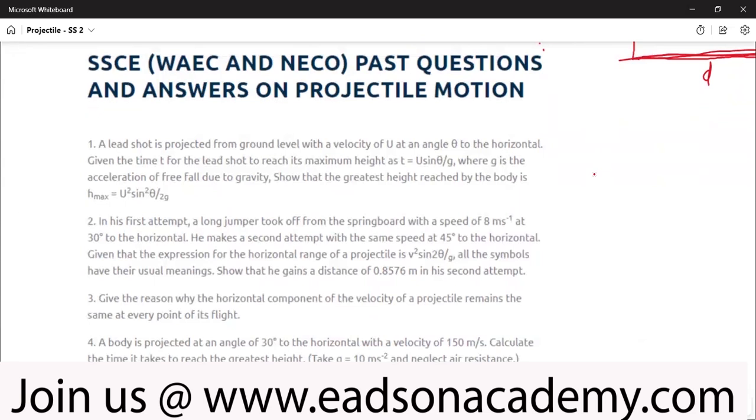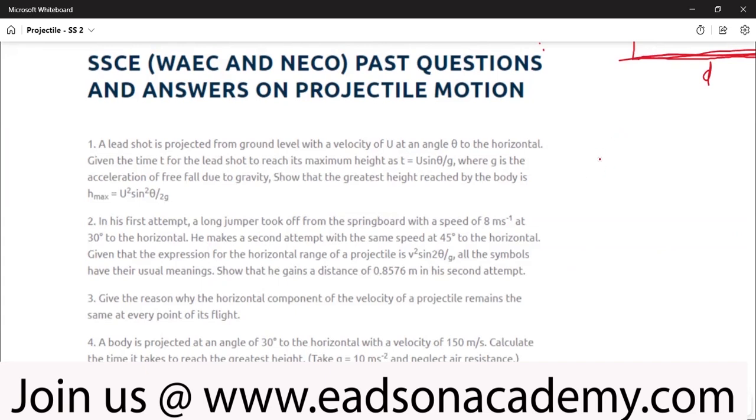A leg shot, rather a shot put, is projected from ground level with a velocity u at an angle theta to the horizontal, giving the time t for the shot to reach its maximum height as t equal to u sine theta over g, where g is the acceleration of free fall due to gravity. Show that the greatest height reached by the body is u squared sine squared theta over 2g.